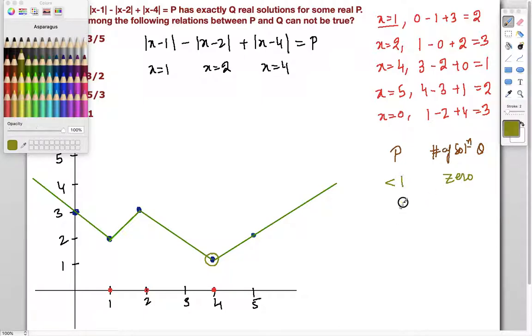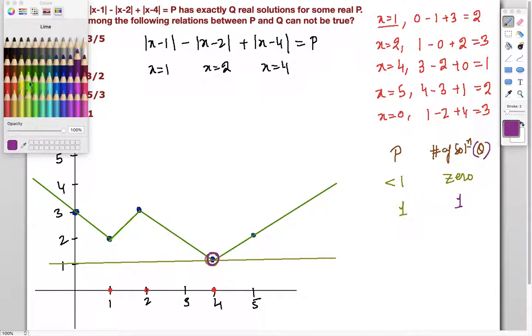So next point is if P is equal to 1. If P is equal to 1, so plot the graph P equal to 1 like this. And you can see the graph is touching it at exactly 1 point. Okay, this is cutting at exactly 1 point. So I can say at P equal to 1, there is exactly 1 solution. So the number of solutions, which is the value of Q, is 1.